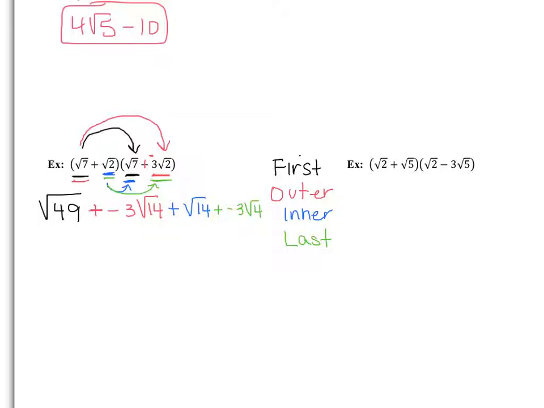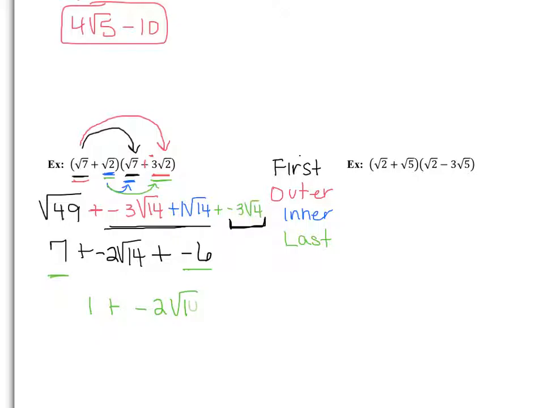Now that we've completed FOIL, we're going to see if we can simplify. The square root of 49 is just 7. Plus negative 3 radical 14 and radical 14 are like terms because they both have a radical 14, so I combine their coefficients. Negative 3, and technically this is a 1, so negative 3 plus 1 is negative 2, giving negative 2 radical 14. Then negative 3 times the square root of 4: the square root of 4 is 2, and 2 times negative 3 is negative 6. Now I have one more set of like terms. I can combine 7 and negative 6 to get a positive 1. So my final answer is 1 plus negative 2 radical 14.